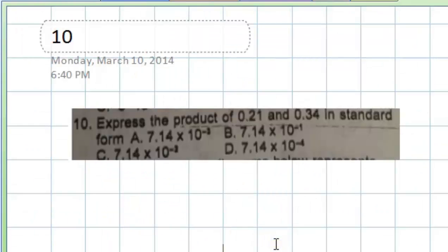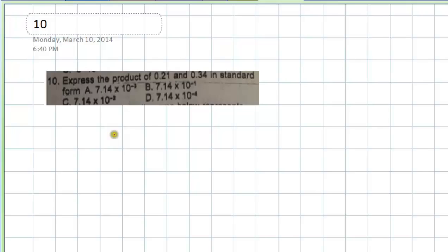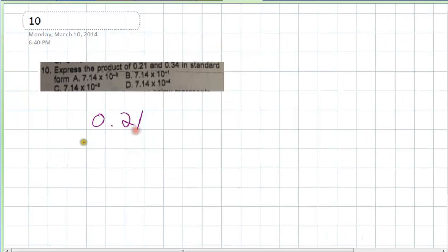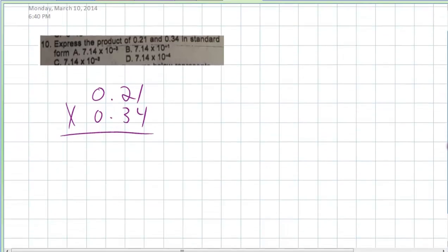Okay, so we have question 10, and it says express the product of 0.21, 0.34 in standard form. Okay, so what you want to do is first off find out what the answer is, okay? What is 0.21 times 0.34? Okay, so remember that multiplying decimals is a lot like multiplying any other number, except that at the end there's an extra step where you count how many numbers are behind the decimal, okay?